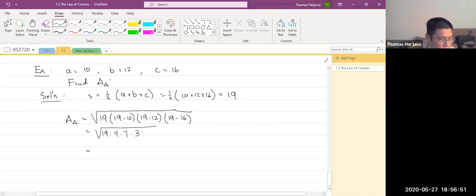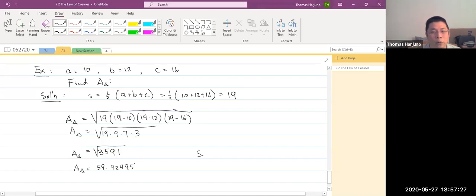Okay, now I will use my calculator. 19 times 9 times 7 times 3. That will be the square root of 3,591, which is 59.92495. Okay, that's the area of that triangle.